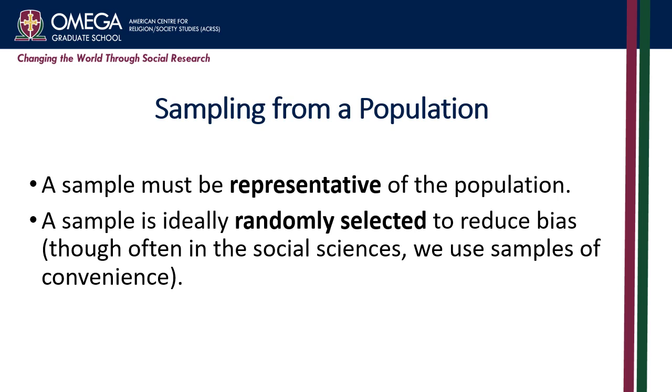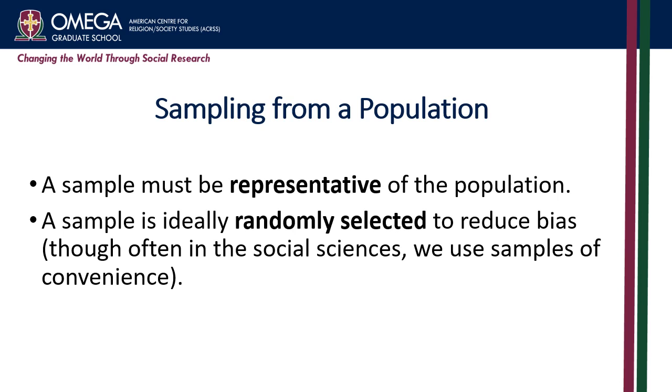With that said, often in the social sciences, we use samples of convenience, and samples of convenience simply mean we may not have the ability to conduct a full random sampling, and so we sample according to whatever groups or limited participants are available to us. And that's often okay in social research as long as we clearly disclose it.